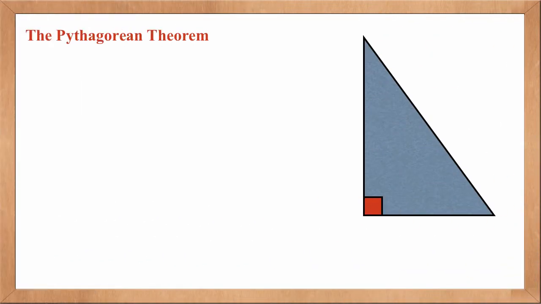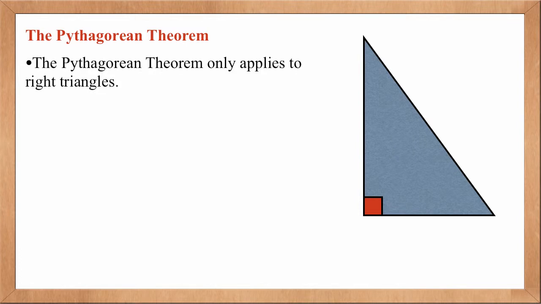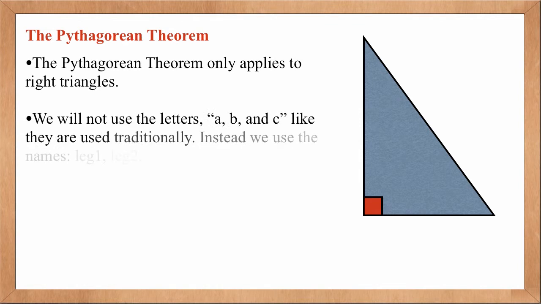Now, first thing we need to know about the Pythagorean Theorem: it only applies to right triangles. So if you have an acute triangle or an obtuse triangle, the Pythagorean Theorem does not apply. If you look at the picture, you'll notice a little red box. We use that little red box to denote that the triangle is 90 degrees at that angle, and that makes it a right triangle. So the Pythagorean Theorem only applies to right triangles.